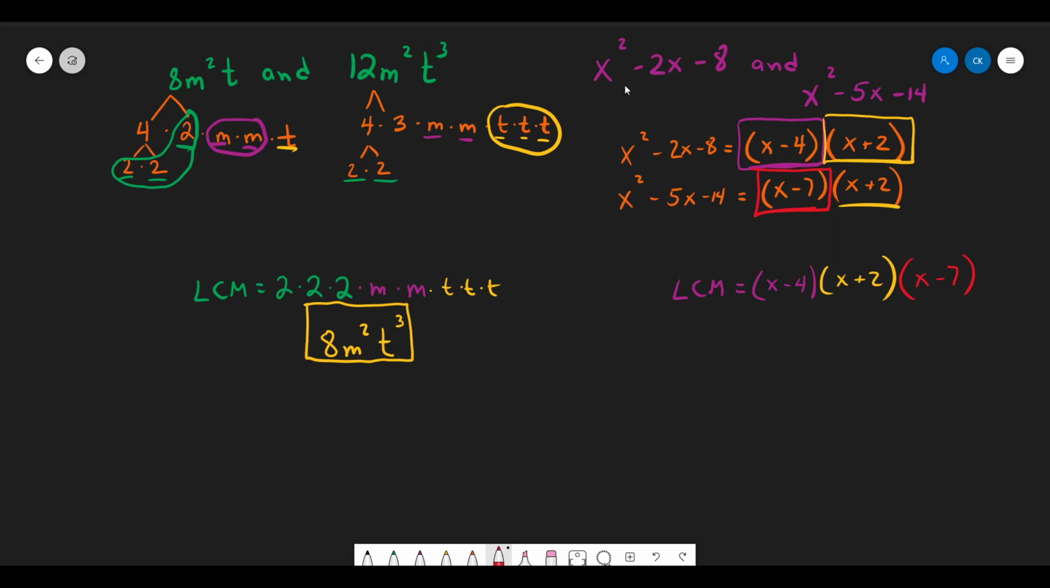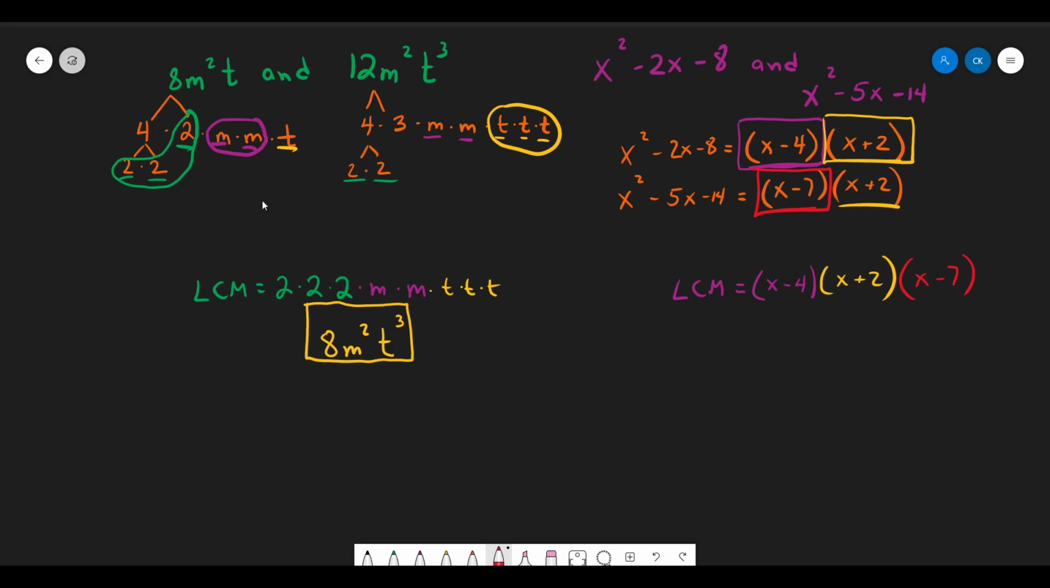For the second one, because they're polynomials, we have to factor them. X squared minus 2x minus 8, two numbers that multiply to get negative 8 and add to get negative 2 are negative 4 and positive 2. So it's going to be x plus 4, x minus 4, x plus 2. For the bottom one, two numbers that multiply to get negative 14 and add to get negative 5 will be negative 7 and positive 2. So it's x minus 7, x plus 2.